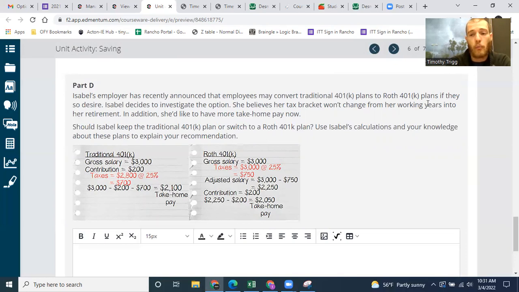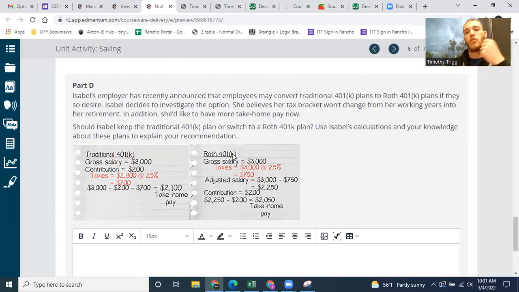Okay, so with a Roth, the main difference between a traditional 401k or a traditional IRA versus a Roth is that Roth's tax benefit is calculated differently. So its tax benefit is not up front. The tax benefit is at the end when you take money out. Okay.